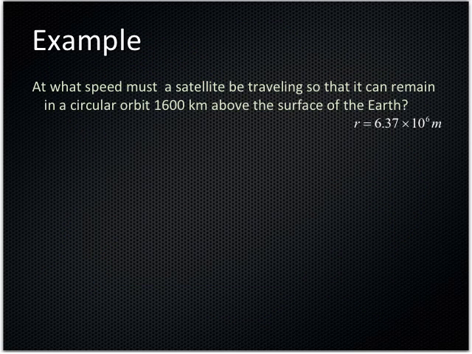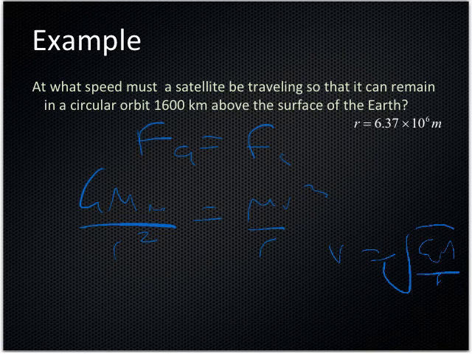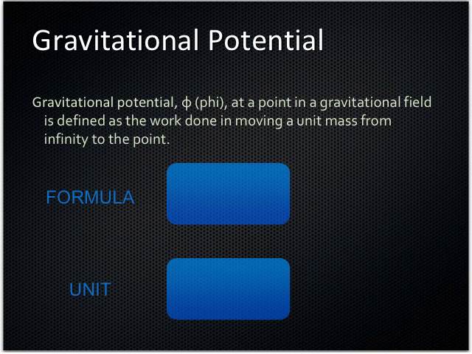At what speed must a satellite be travelling so that it can remain in circular orbit 1600 kilometers above the surface of the Earth? Well, you could just use that. You write Fg equal to the centripetal force, so GMm over r squared equals mv squared over r, and you can solve for the equation we just talked about before. So v equals the square root of GM over r. Substitute into that and you'll find it'll be pretty quick.